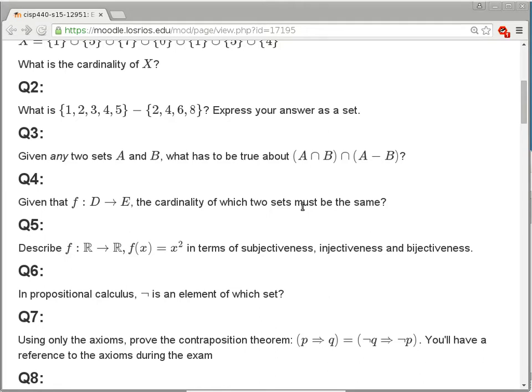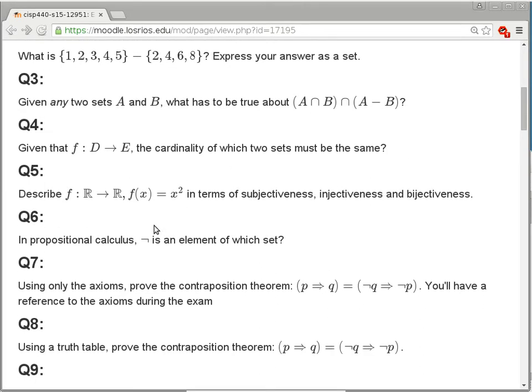Okay. So it is still kind of testing your knowledge of what is a function and stuff like that, but it's kind of merged with what we understand about sets, because we are now talking about the cardinality. Question number 5. Describe this function. It is f. It maps from real numbers to real numbers, and the actual definition of f is just f of x is x squared. In terms of whether it is surjective, injective, and bijective.